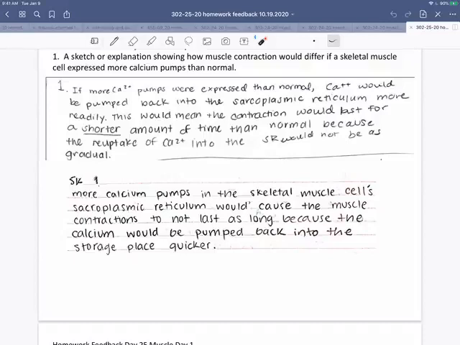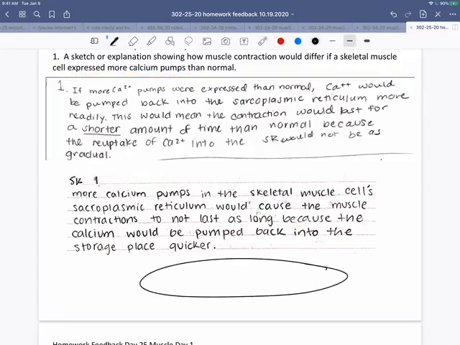The first question was how muscle contraction would differ if a skeletal muscle had expressed more calcium pumps than normal. With more calcium pumps than normal, we're going to have a cell that is pumping calcium out of the cytoplasm faster, and so that means that the contraction will end sooner.